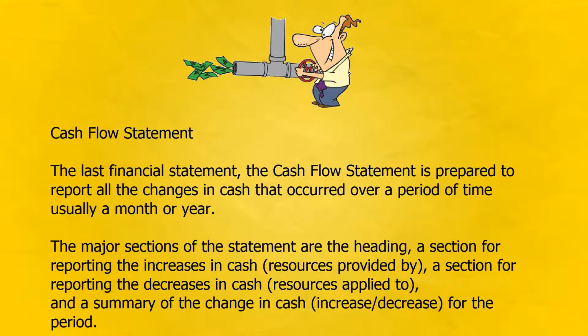Cash flow statement. The last financial statement, the cash flow statement, is prepared to report all the changes in cash that occurred over a period of time, usually a month or year. The major sections of the statement are the heading, a section for reporting the increases in cash resources provided by, a section for reporting the decreases in cash resources applied to, and a summary of the change in cash increase or decrease for the period.